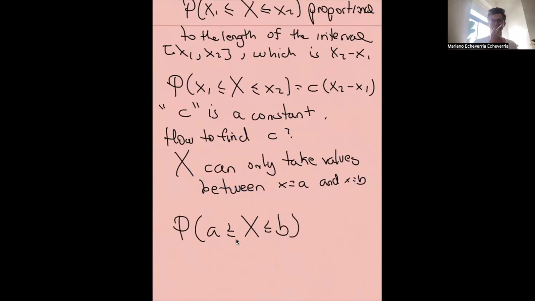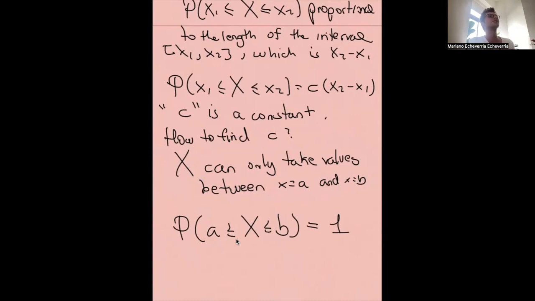So it should just be one, right? Like the probability itself. Is that making sense? So essentially all the values are between a and b. Is that why the probability is just going to be one?